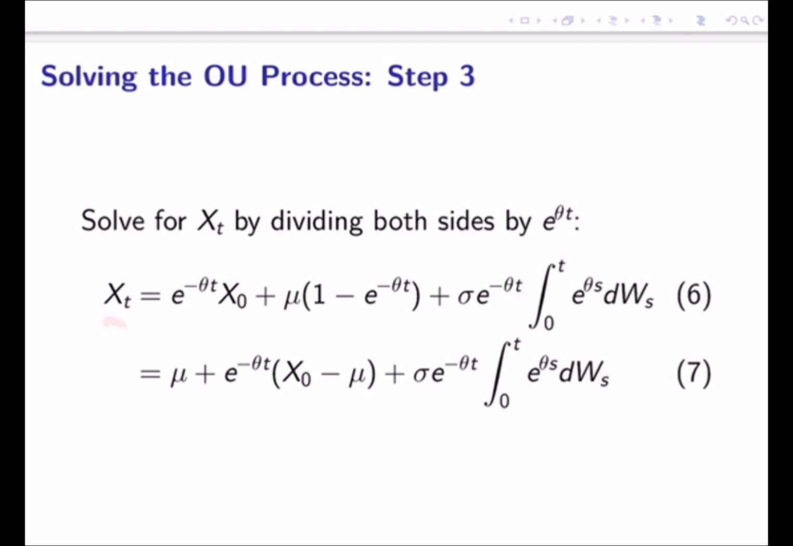So Xt is equal to exp(minus theta t) X0 plus mu times (1 minus exp(minus theta t)) plus sigma exp(minus theta t) times this integral with respect to the Brownian motion. We can reorganize the first two terms, put this mu here, and combine the two terms involving exp(minus theta t). So we have exp(minus theta t) times (X0 minus mu) here.